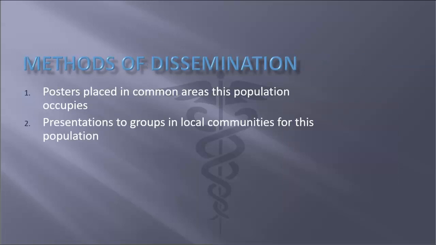Methods of dissemination. Posters placed in common areas that this population occupies can increase knowledge of any potential or common issues in this population. Making presentations to groups in the local communities for this population also gets the word out there that, hey, this is specifically for this population.